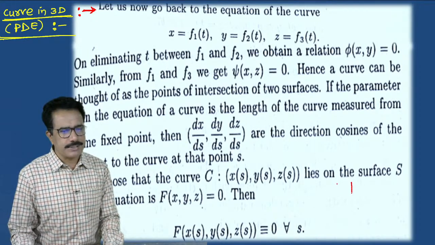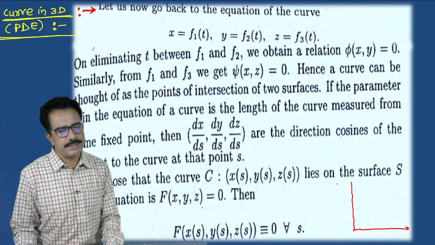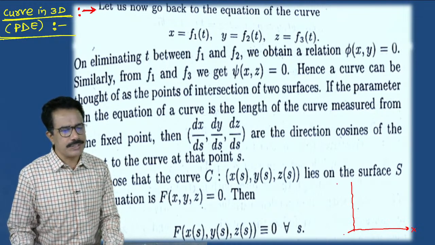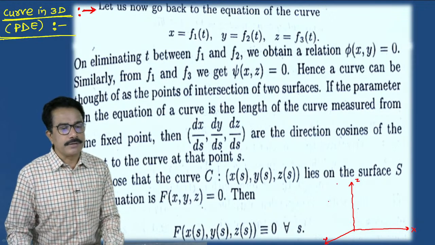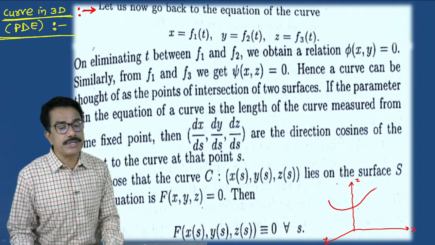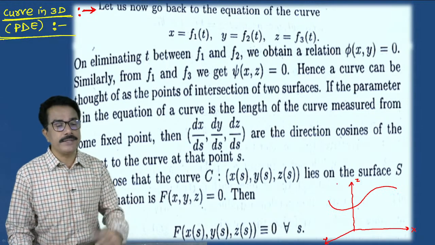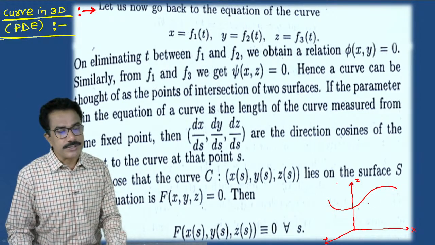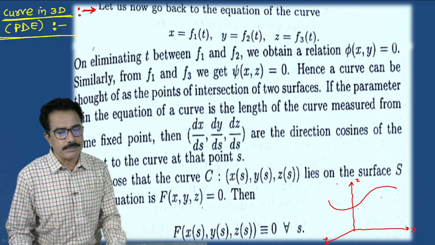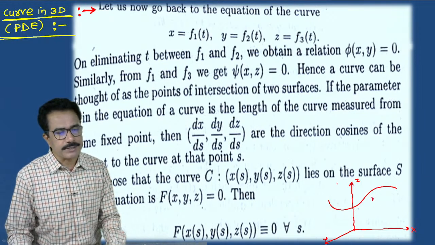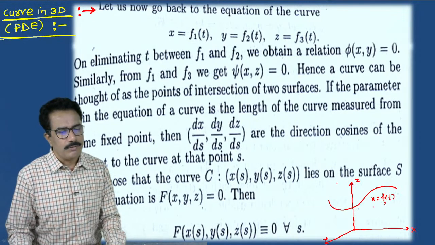Suppose this is the x-axis, this is the y-axis, and this is the z-axis. Then this is a curve in 3-dimensional geometry. Its parametric equation is x equals f1 of t, y equals f2 of t, and z equals f3 of t.